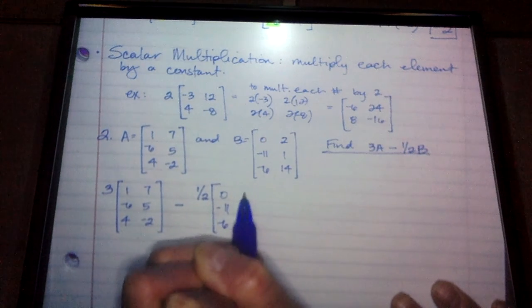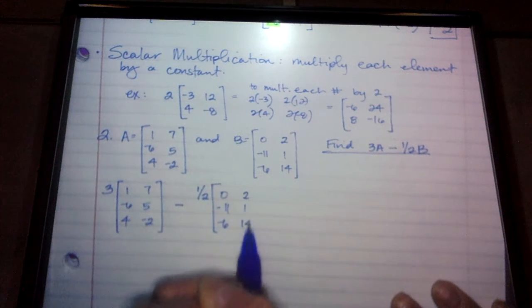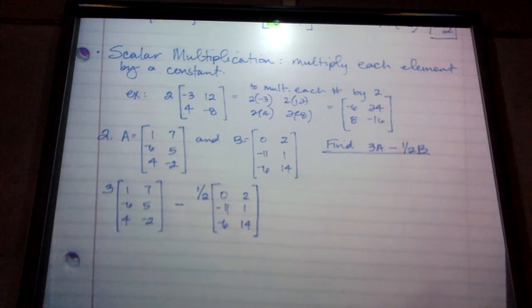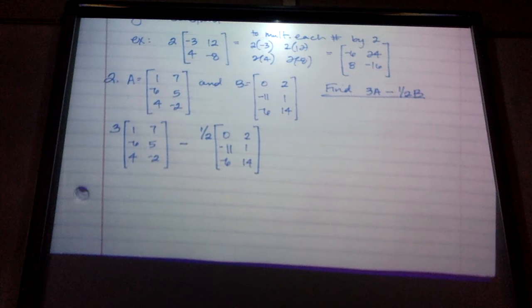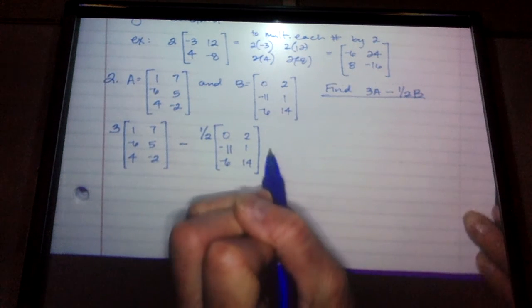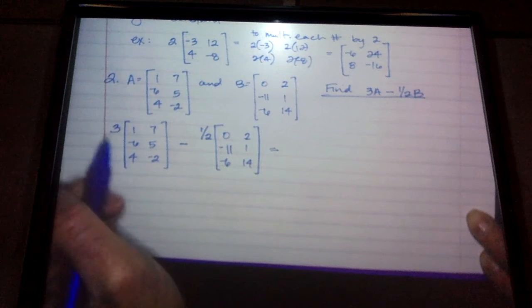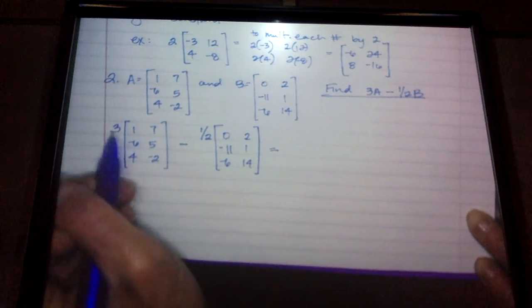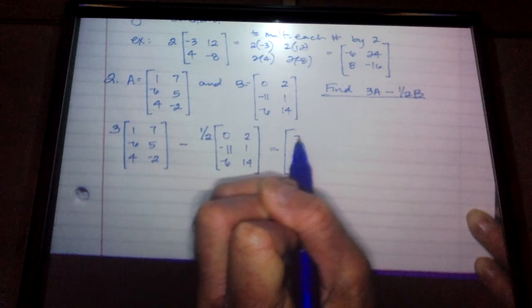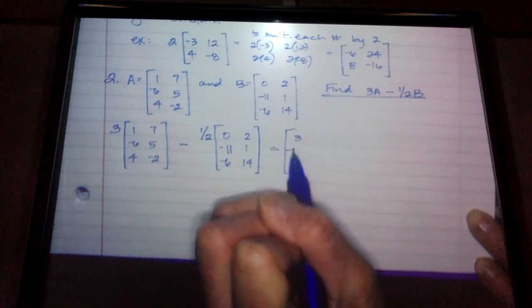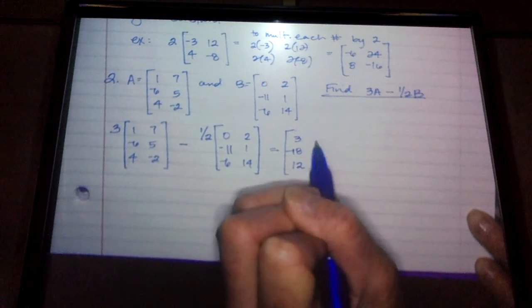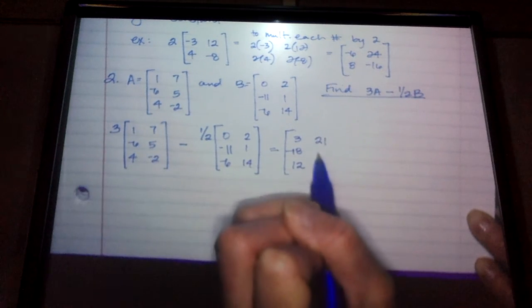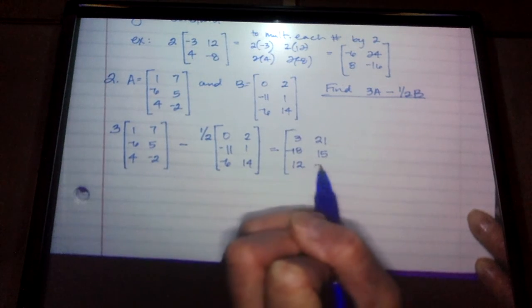Now, if you want to use your calculators for this, you don't need to with 1/2. 1/2 is a nice number. I'm simply taking half of each number. If you're using your calculator, you can make 1/2 0.5. But here's how I'm going to simplify it. I'm going to multiply 3 times everything in the first matrix. So 3 times 1 gives me 3. 3 times negative 6 is negative 18. 3 times 4 is 12. 3 times 7, 3 times 5, 3 times negative 2.